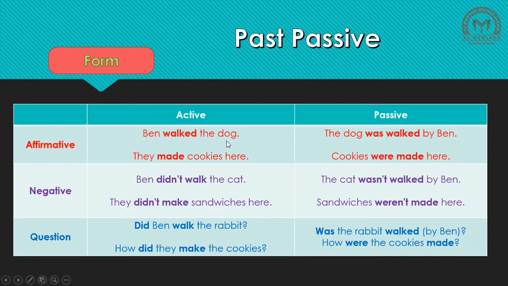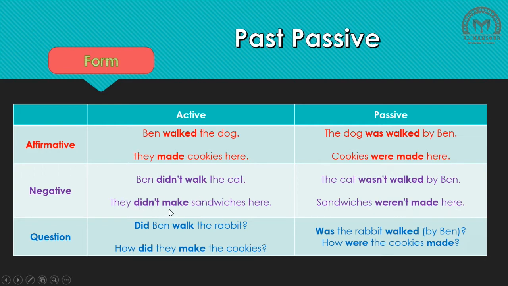Here we have the affirmative form. Ben walked the dog. The dog was walked by Ben. They made cookies here. Cookies were made here. Ben didn't walk the cat. The cat wasn't walked by Ben. So we add not for the negative form. They didn't make sandwiches. Sandwiches weren't made here.